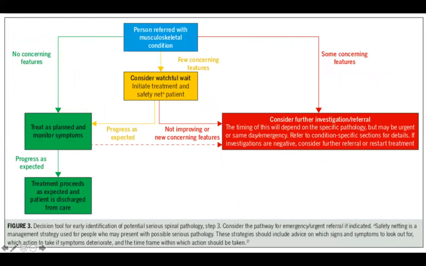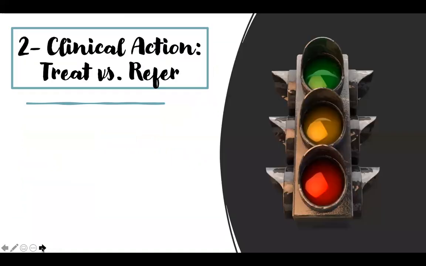So this is another figure from the position statement article, and this is kind of a decision tree as somebody is referred with what we think is a musculoskeletal condition. And these different pathways, the green, we're going to treat in physical therapy. Yellow, we're going to kind of utilize the watchful wait, safety netting. We're not quite sure how they're going to respond, but we're still hopeful. And the red, we definitely want to get some more information.